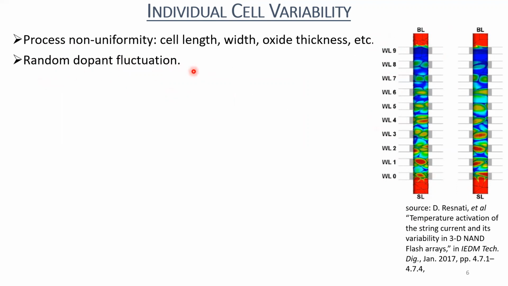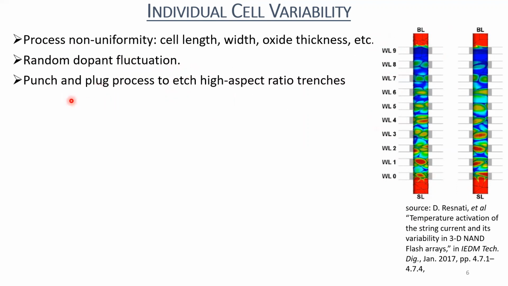So there is this random dopant fluctuation. Then, since you are using the punch and plug process to etch high aspect ratio trenches, what you end up having is not a cylinder but a kind of tapered cylinder, right? And the taper angle will be different for different strings along the array, so that will also create some variation. Also, the PR is not etched perfectly, so you will have some line edge roughness. Along these edges, you won't get a perfect cylinder, but you will have some roughness as well as a tapered cylinder kind of structure.